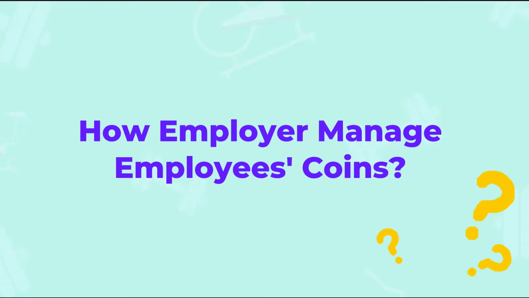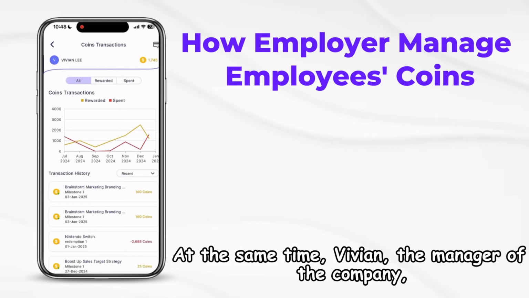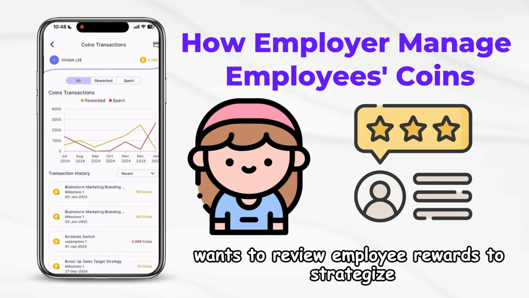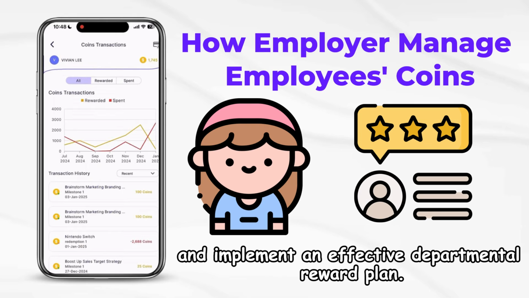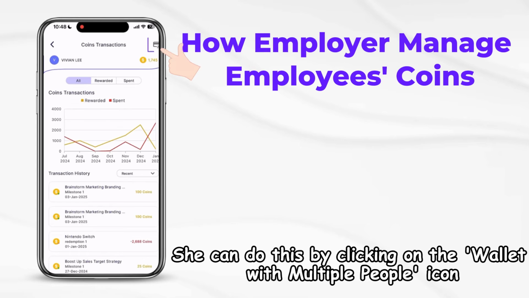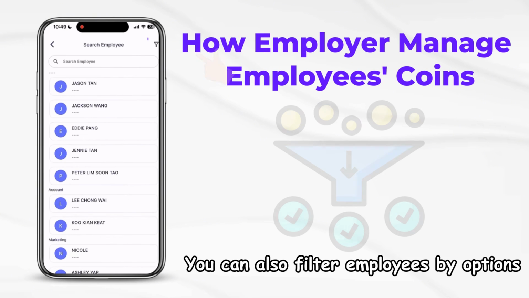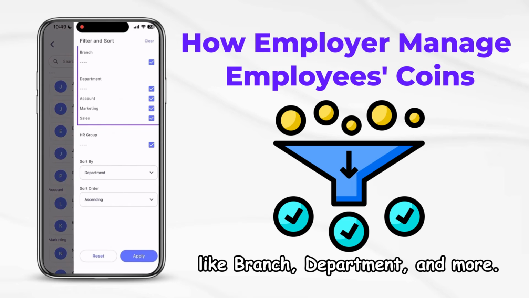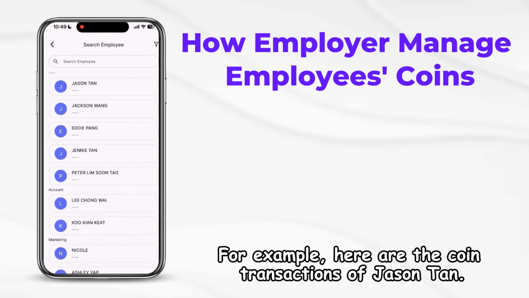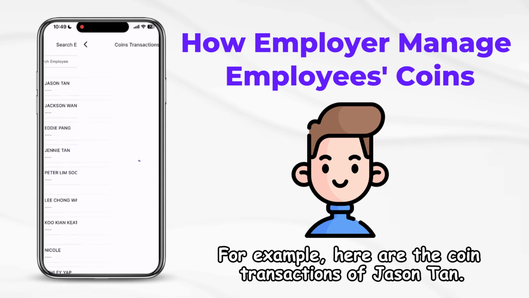How employers manage employees' coins. At the same time, Vivian, the manager of the company, wants to review employee rewards to strategize and implement an effective departmental reward plan. She can do this by clicking on the wallet with multiple people icon to check employees' coin history. You can also filter employees by options like branch, department, and more. For example, here are the coin transactions of Jason Tan.